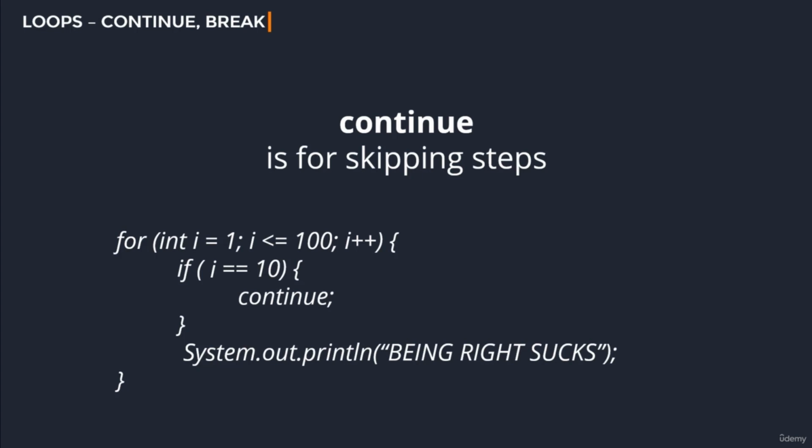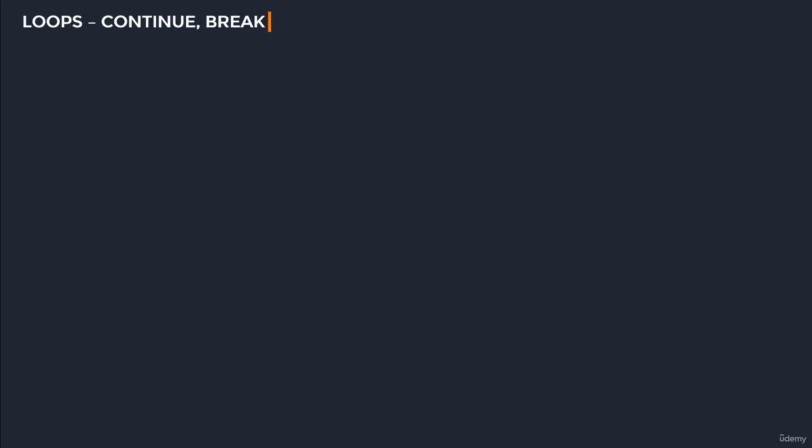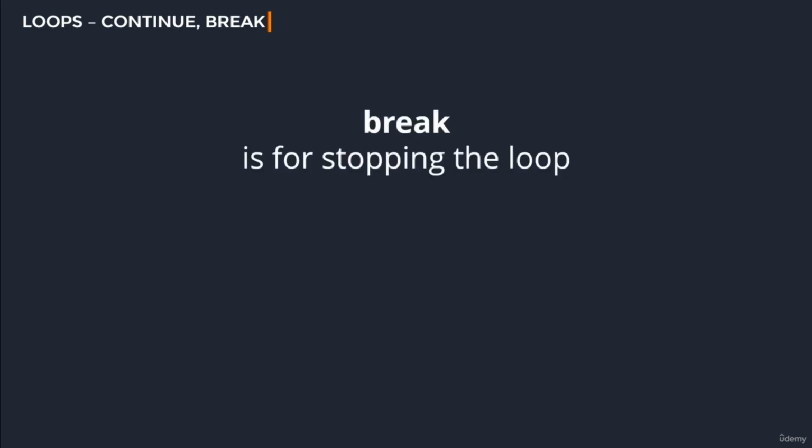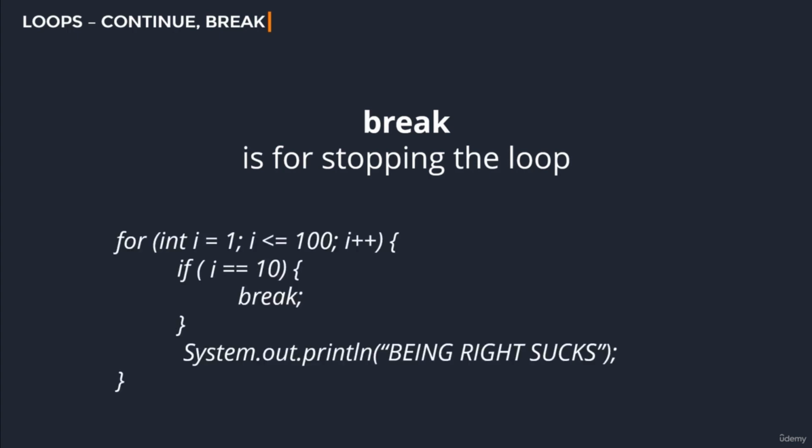But the loop execution goes along, and at the end 99 lines will be printed out instead of 100 because we skipped the 10th print. Now the break keyword is for a different purpose. It stops the loop. We use the same code here, but I changed continue to break. So after printing the text 9 times, the loop will be stopped because break will stop the whole loop.